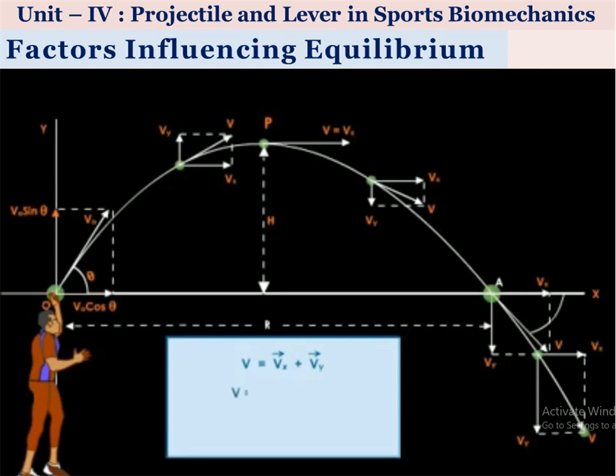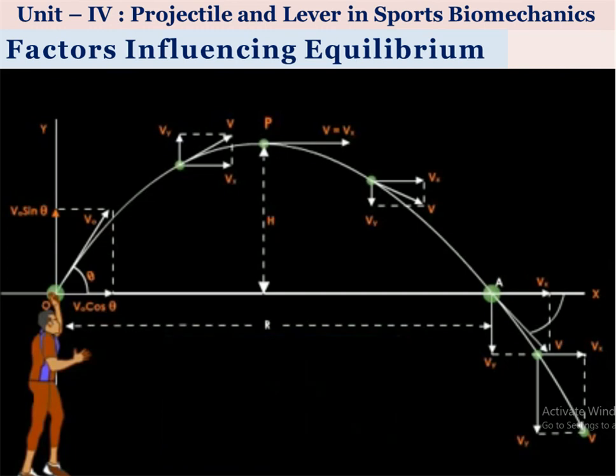V is equal to square root of Vx squared plus Vy squared. V is equal to square root of (V0 cos theta) whole squared plus (V0 sin theta minus gt) whole squared. The direction of the projectile at any instant is given by the angle between the velocity vector and the horizontal. Tan theta is equal to Vy divided by Vx.